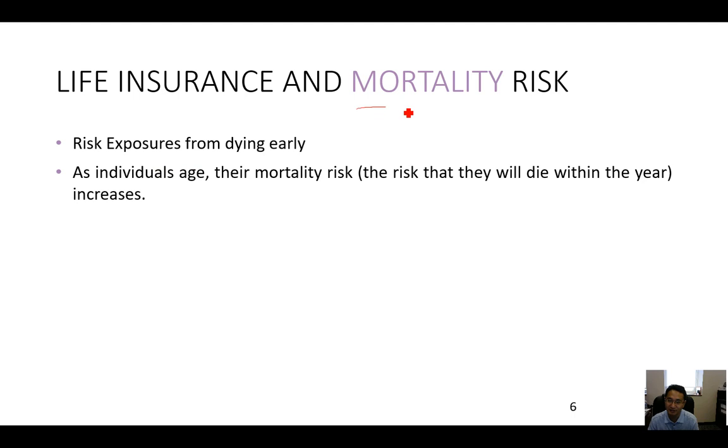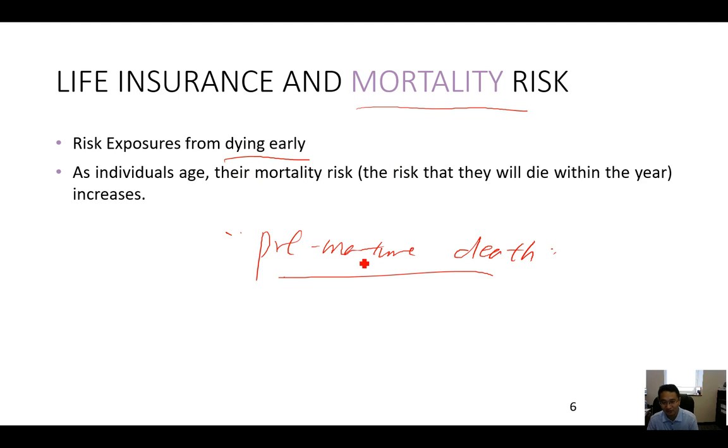Life insurance hedges. It eliminates. No, it hedges, I'm sorry. This is pure risk. You cannot eliminate it, you can only hedge against it. It hedges against mortality risk. What is that risk? Risk from dying early. Everyone will die eventually, but you don't want to. It's also called premature death. If you're in your 30s, you are the breadwinner for the family, and if something happened to you, your family will be in trouble. So that's the risk you are hedging against.